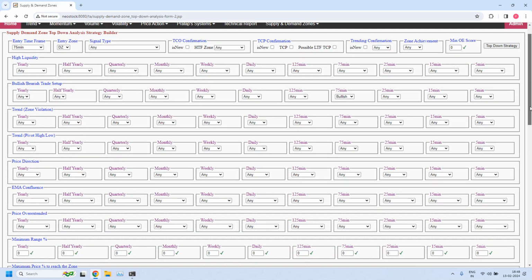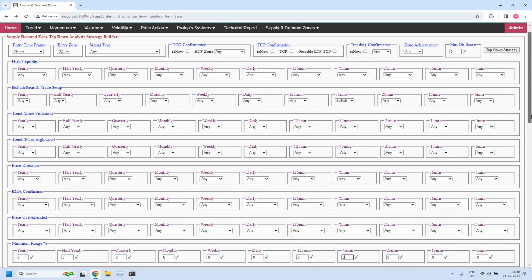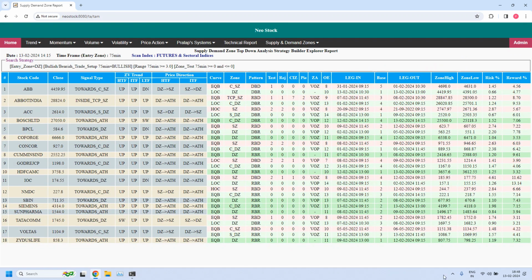So for that D to D range, that is a minimum range, a distal line to distal line range or distal line to all-time high. That is 75 minutes time frame. I am setting the value 3. Let me filter. Now the list is only 18 stocks.